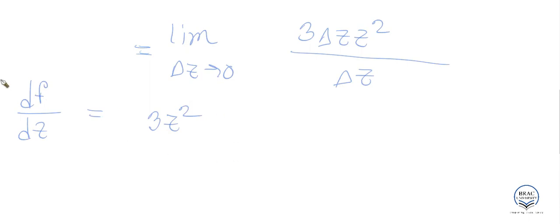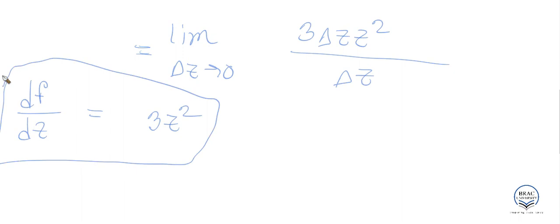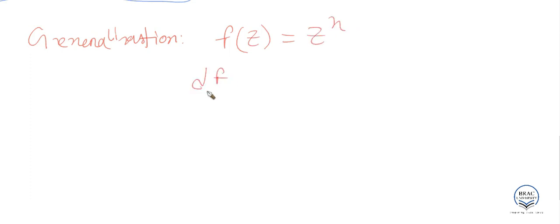So this result is a bit familiar from calculus of real variable. If you generalize this, the result will be something like this. Let's say I have a function f of z something like z to the n. If you want df dz, this is just n times z to the n minus 1. This is how you can generalize it, and you can also compute the higher derivatives as well.